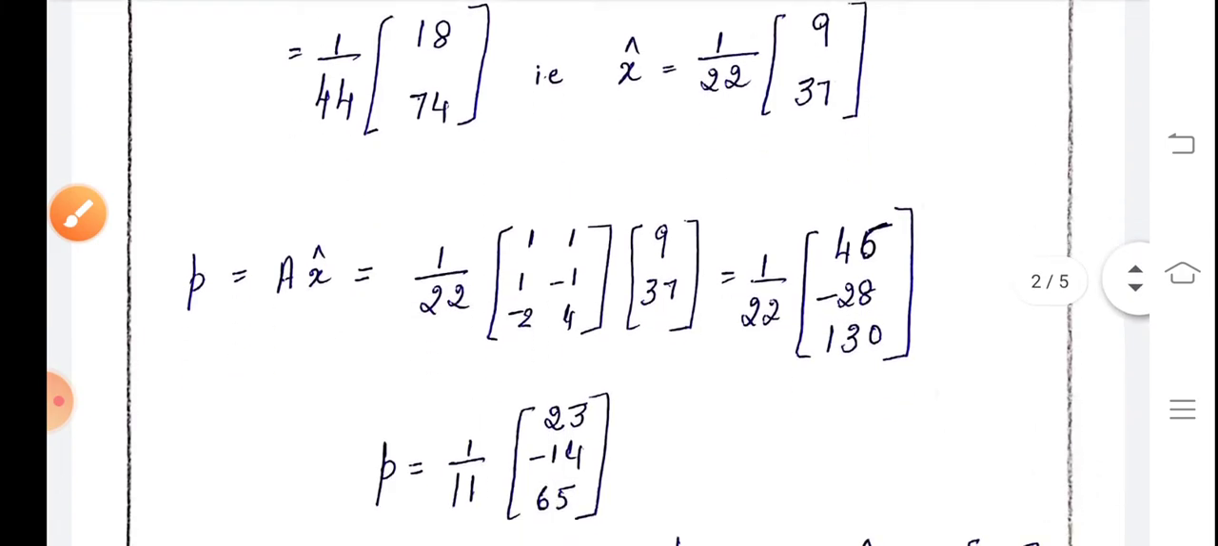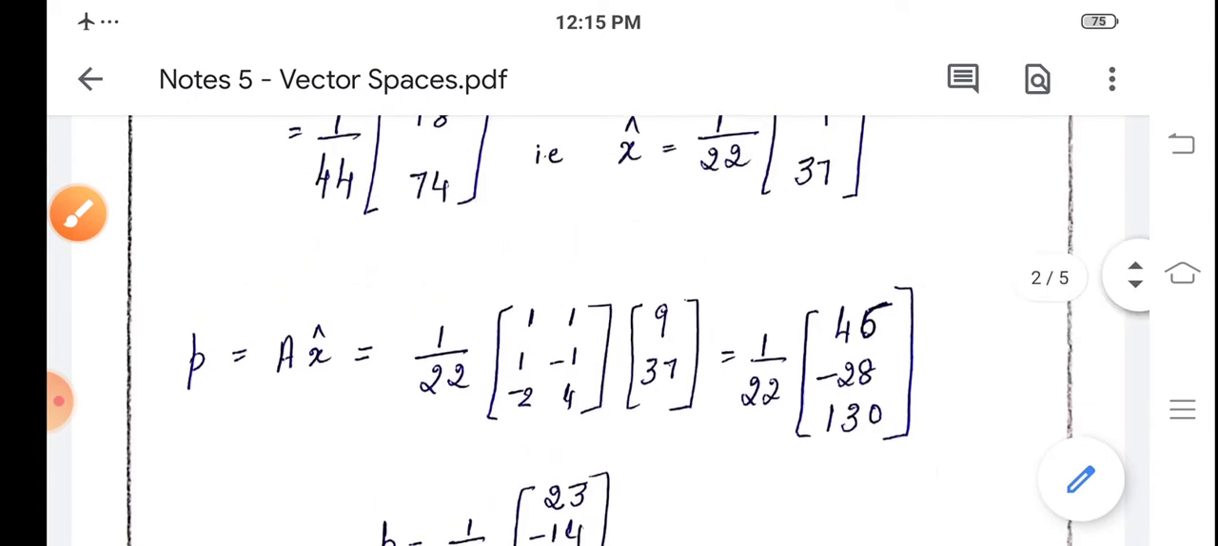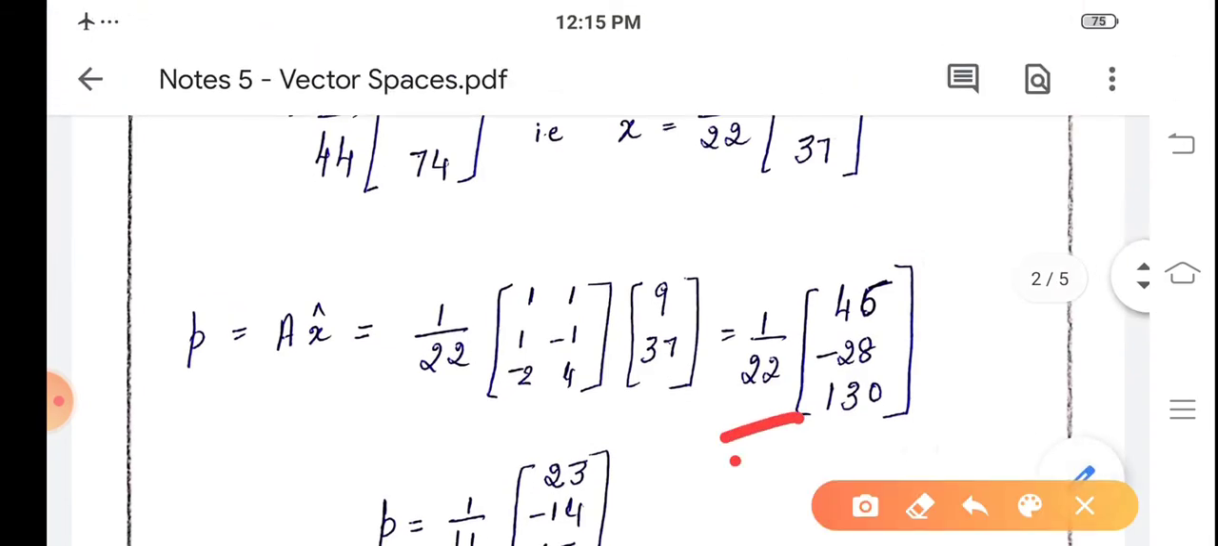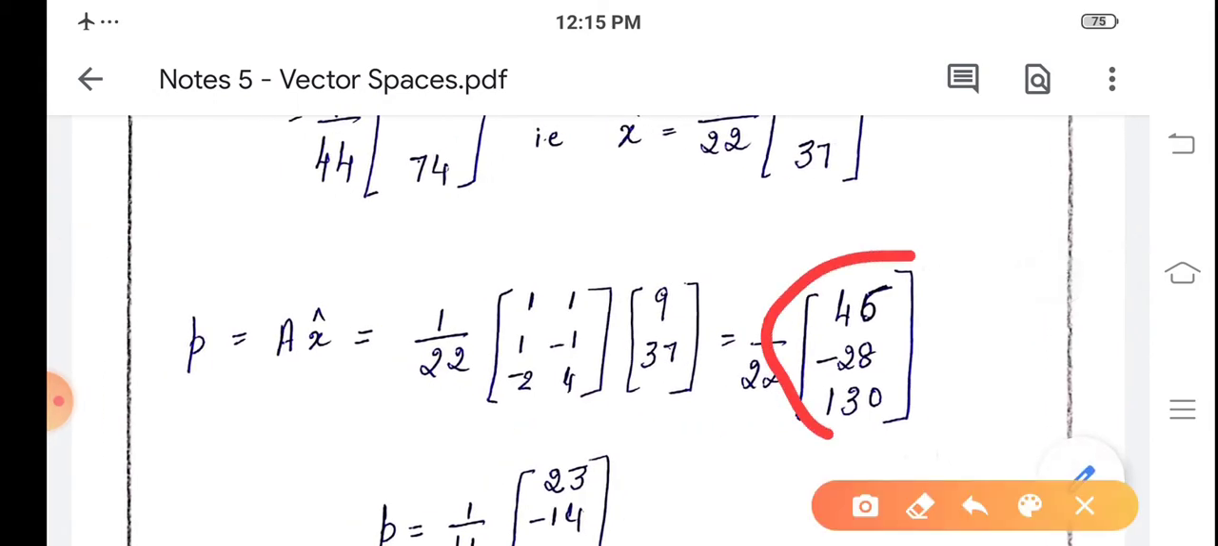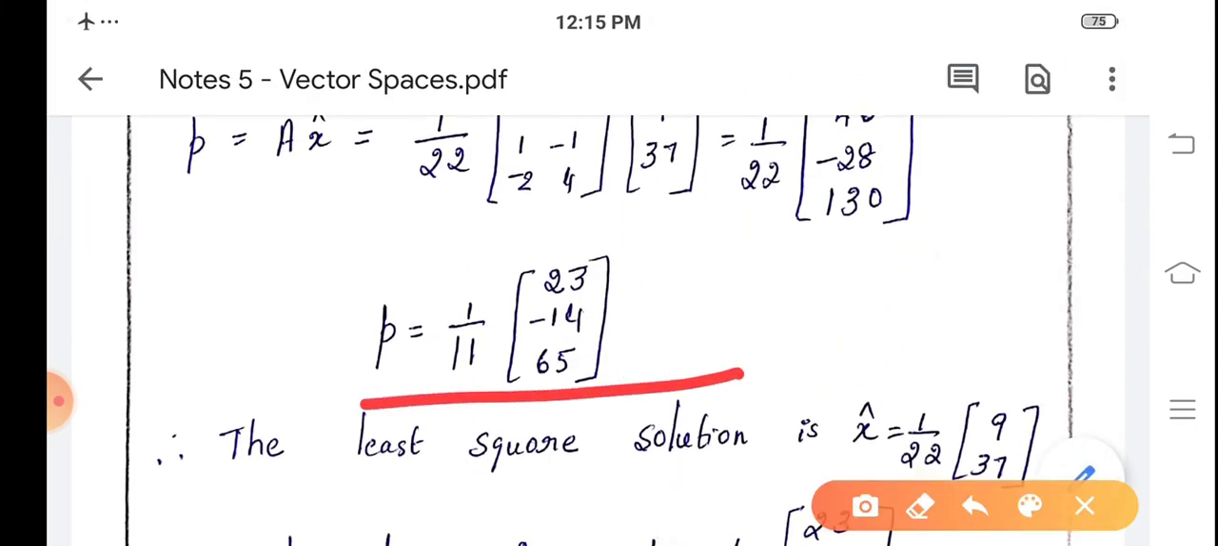Next, we find the projection of B onto the column space of A by using the formula P equal to A into x cap. Here, we substitute the given matrix A and the least square solution x cap. So we get P equal to 1 by 22 into the matrix 1, 1, 1 minus 1, minus 2, 4 multiplied by 9, 37. When we multiply this, we get the column vector 46, minus 28, 130. Or we write it as P equal to 1 by 11 into 23, minus 14, 65.